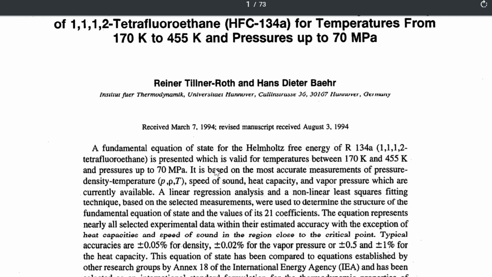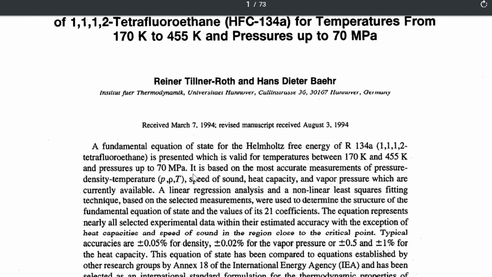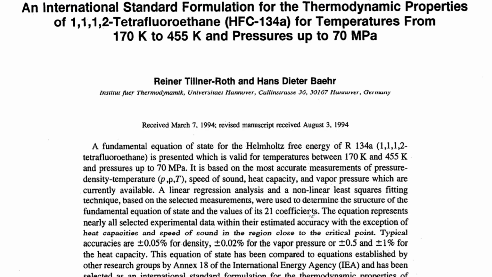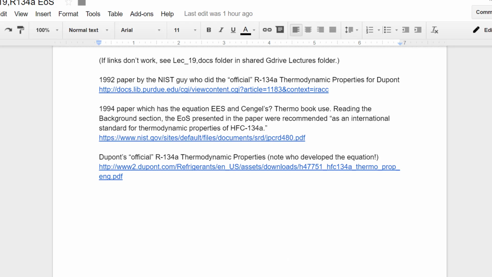You can see down here, they don't actually name it as a Benedict-Webb-Rubin. They use a fundamental equation of state and the values of its 21 coefficients. Again, very complex. This is done by Rainer Tillner-Roth and Hans Dieter Baehr. I'm not good at German, so I might have butchered that.